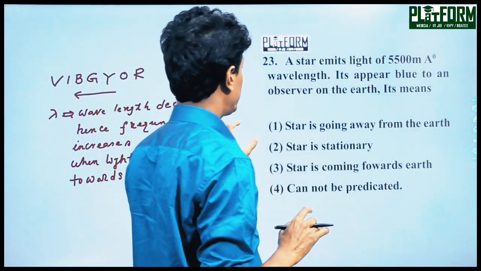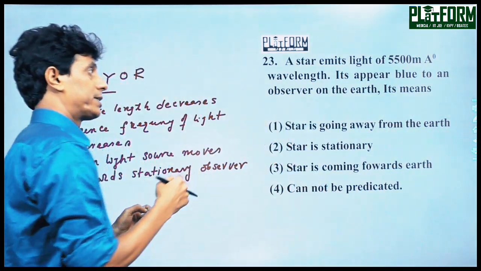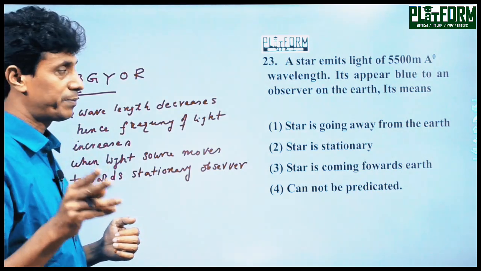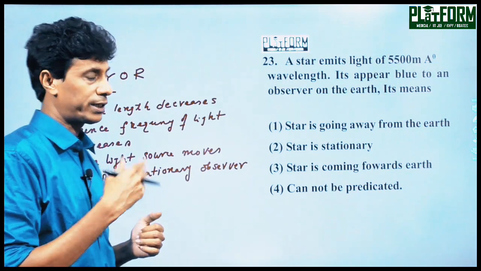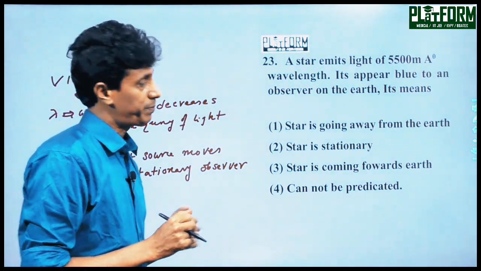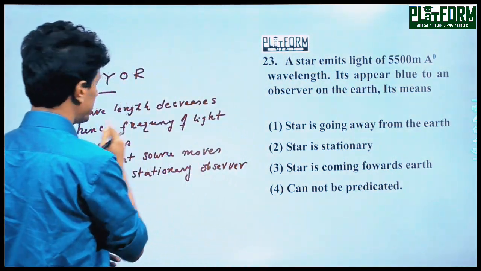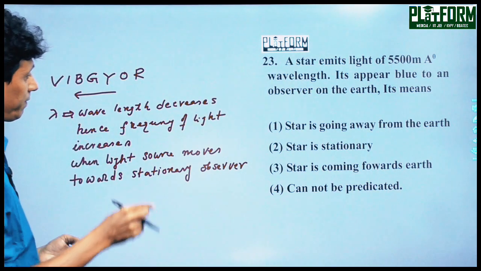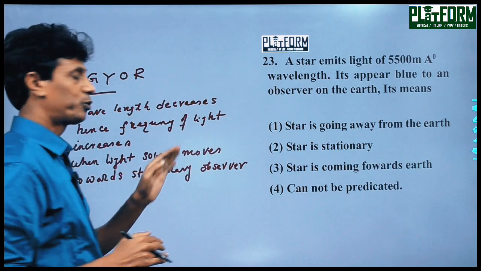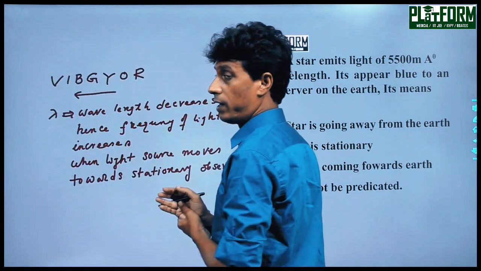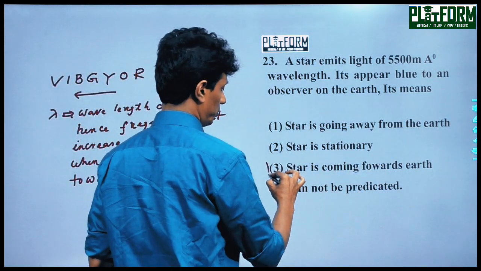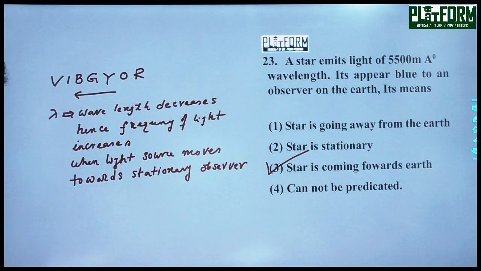Since the wavelength decreases, it is a blue shift. It is actually a problem based on the blue shift. There are two types of shifting you can get, blue shift and the other type, known as red shift. Here the fact is based on the blue shift, so the wavelength decreases. You take the average sensation of the light as yellow, and from yellow, if we move towards blue, the wavelength decreases. So the right option here is star coming forwards earth. So 3 is the correct option.